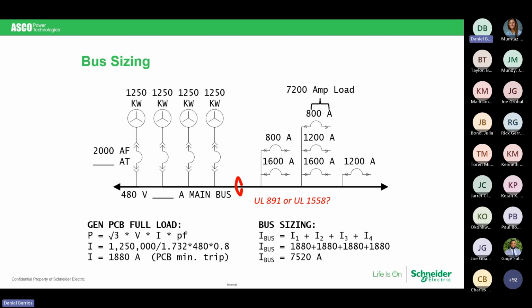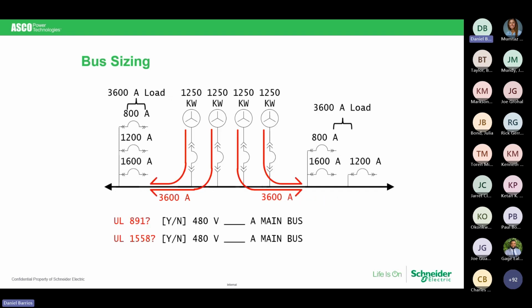Therefore, I need an 8,000 amp bus. Once I have exceeded 6,000 amps, I've just gone from 72 inches deep to 84 inches deep. That may be a problem in your room. So let's talk about a solution.